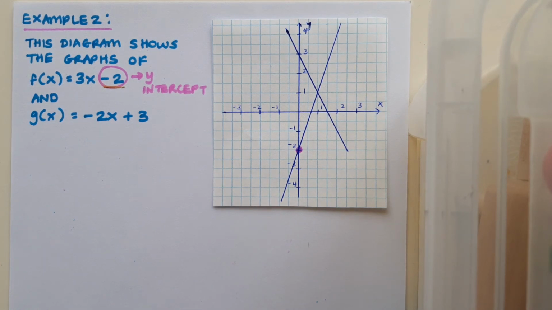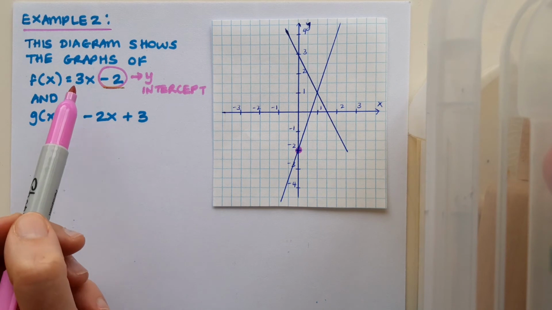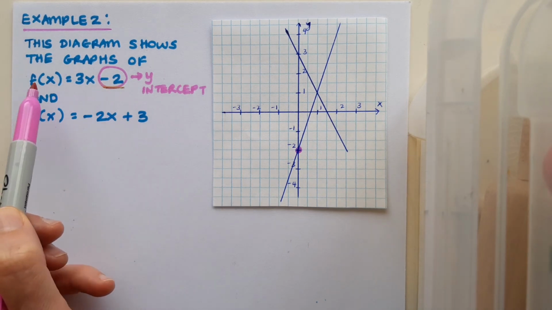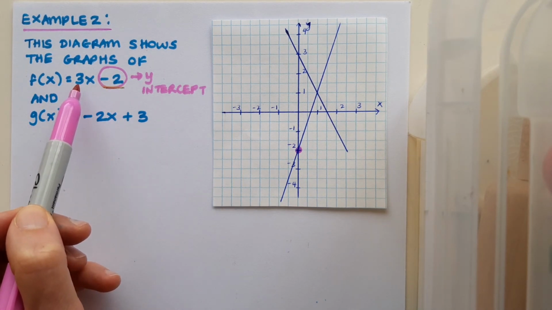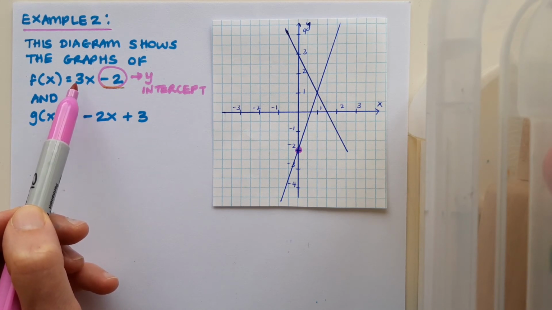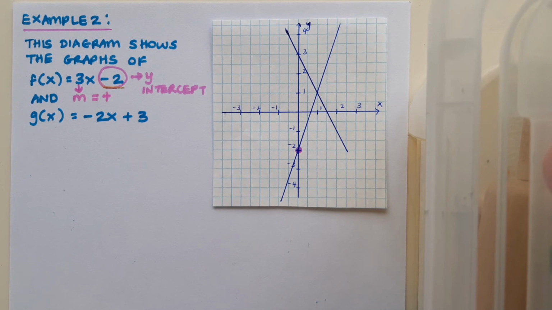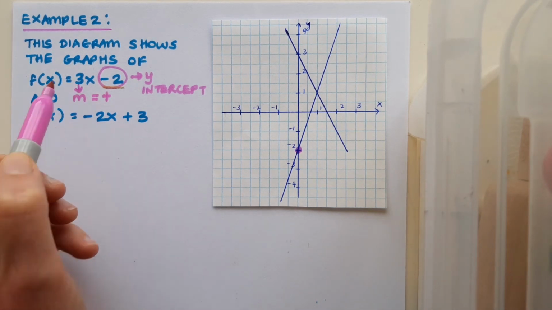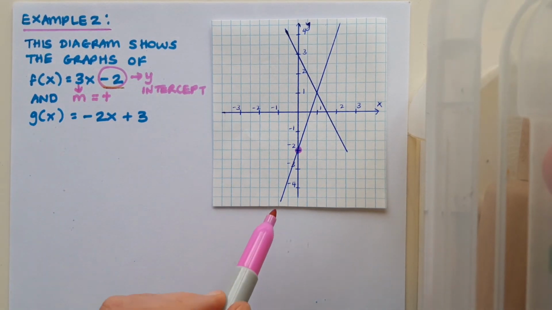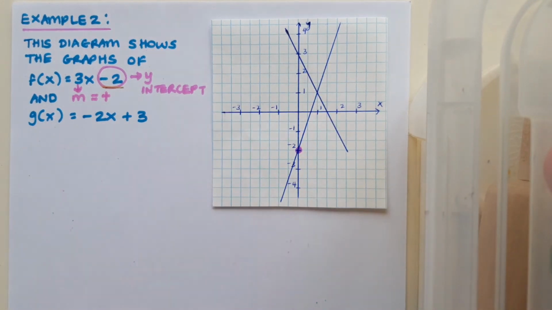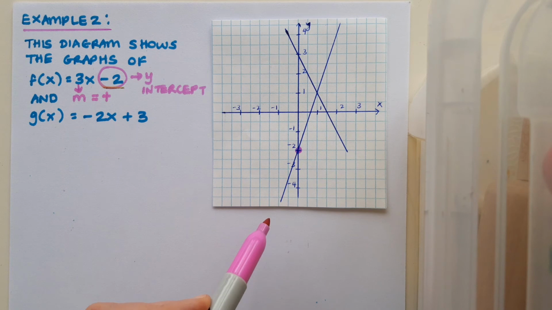Just before we definitely fill this in, let's have a look at the other number in this function, which is the 3. What does that 3 represent again? So the number in front of the x, the coefficient of x, represents the slope of the line. In this case, the slope of the line is being given by a positive value. That's positive 3. And we can see that this line is in fact sloping up. So this is another clue that indicates that this line must be the line f of x.